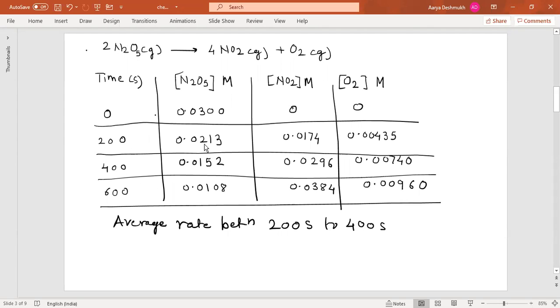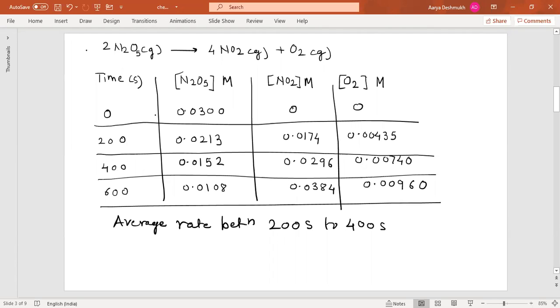So what is the concentration of this? This is 0.0213 after 200 seconds, isn't it? And after 400 seconds, it is 0.0152. So when you subtract 0.0213 from 0.0152, you get the difference in the concentration, isn't it? This value is to be subtracted from this one, because as time proceeds, there will be a continuous decrease in the concentration of N2O5, because this is a reactant here.